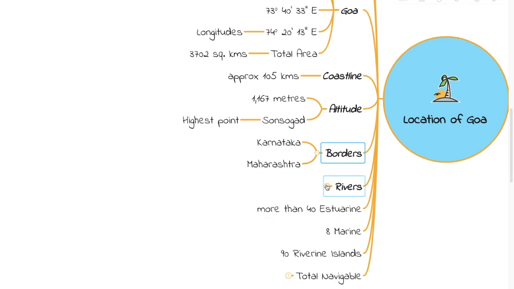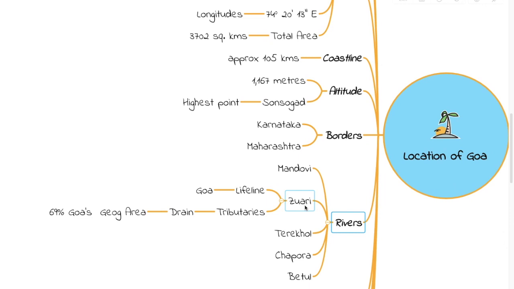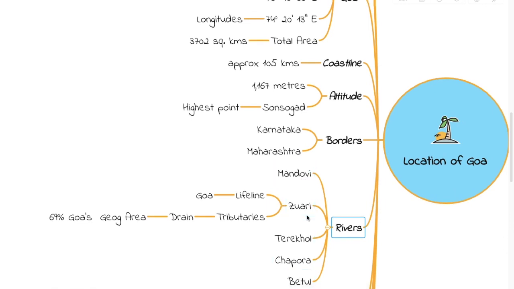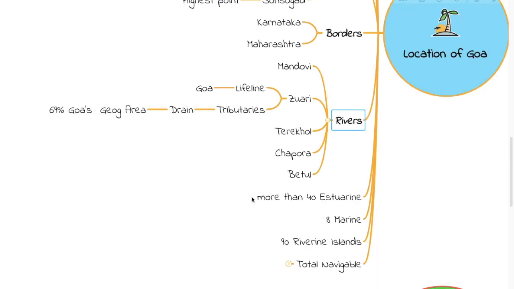And let's talk about some main rivers of Goa. We have Mandovi, Zuari, Terekol, Chapora and Baga. Among these, Mandovi and Zuari are called the lifeline of Goa because their tributaries drain 69% of Goa's geographical area. Goa has more than 40 estuaries.